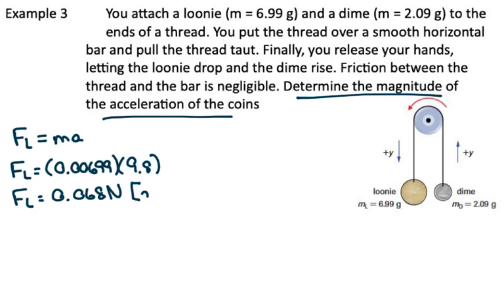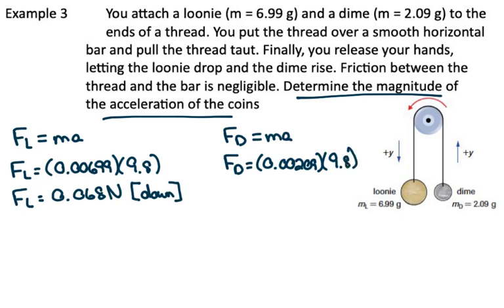We know that this loonie will be pulled down, so we can assign the direction now. Exact same process for the force on the dime. Mass of the dime being 2.09 grams. Again, we'll need to divide that by 1,000, 0.00209. Acceleration is due to gravity, so 9.8. Going to 2 sig figs, the force on the dime will be 0.020 newtons, and the dime will be moving up.